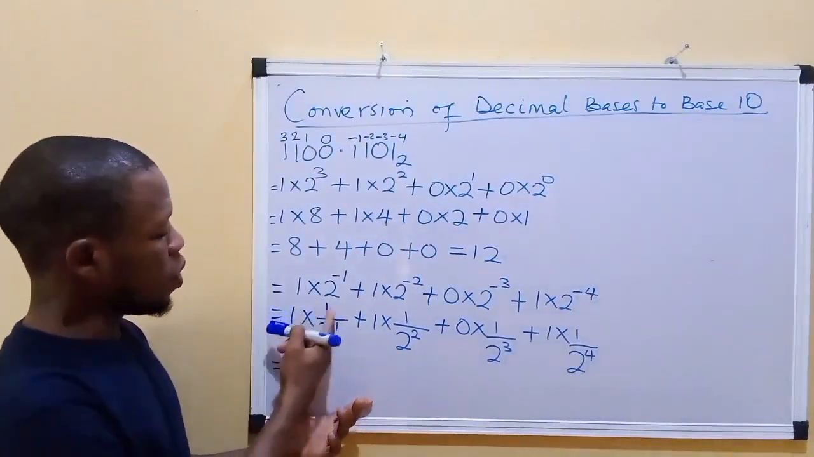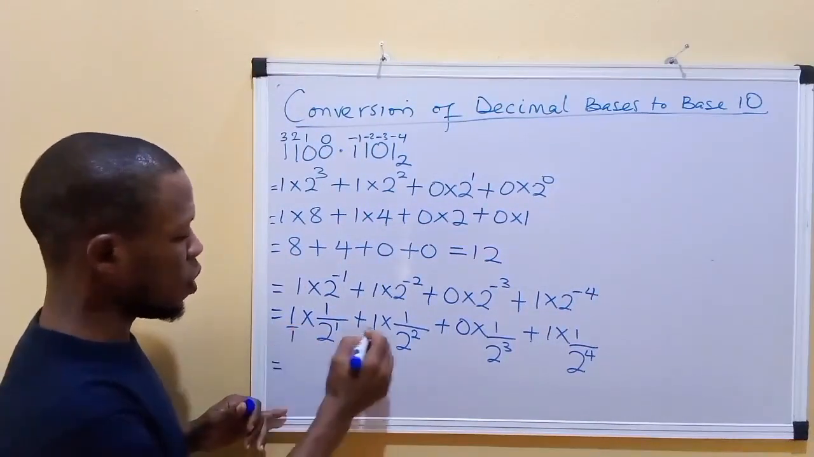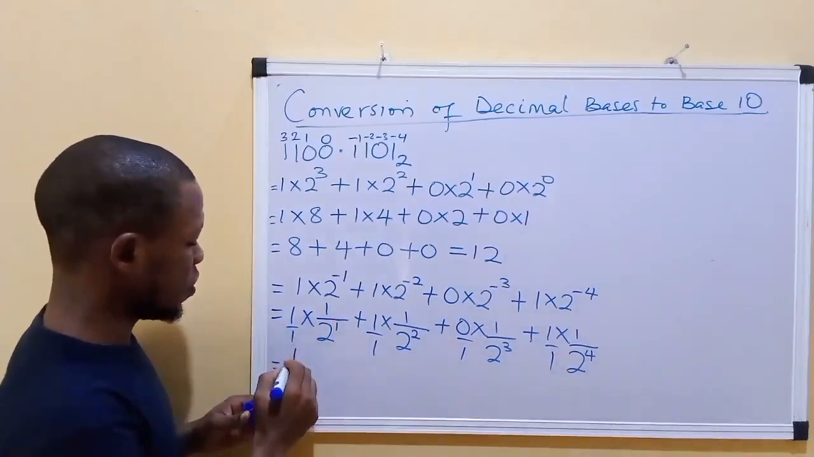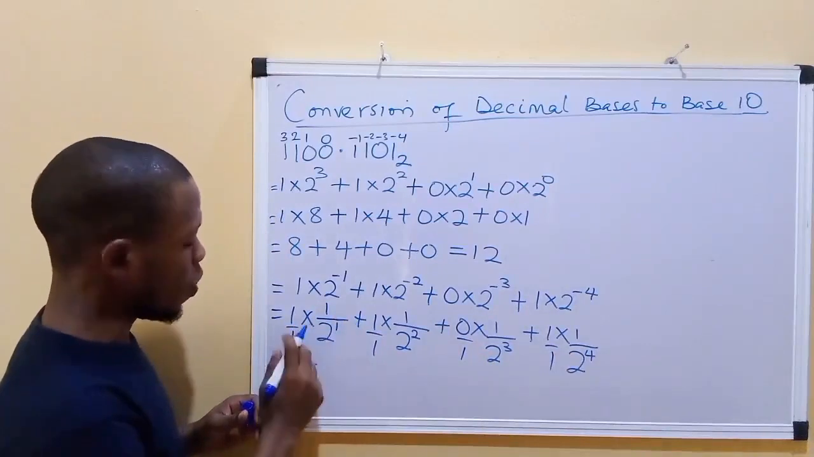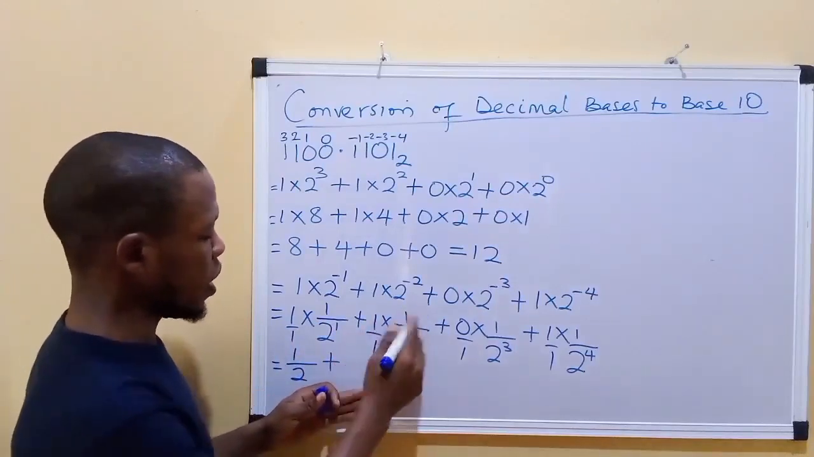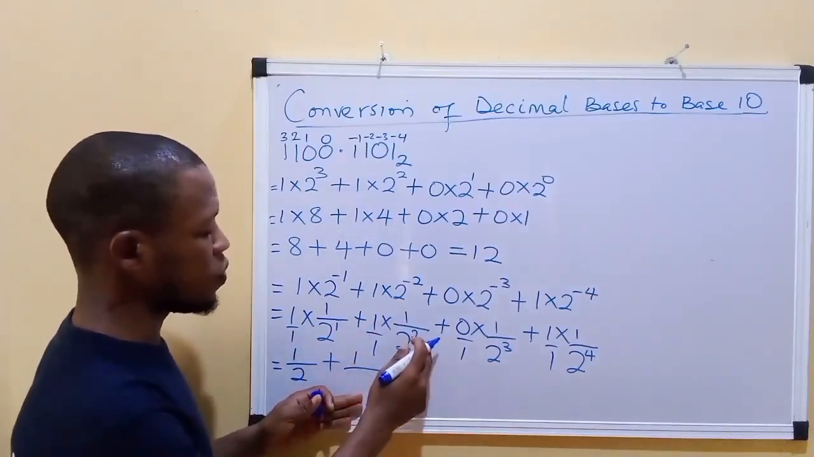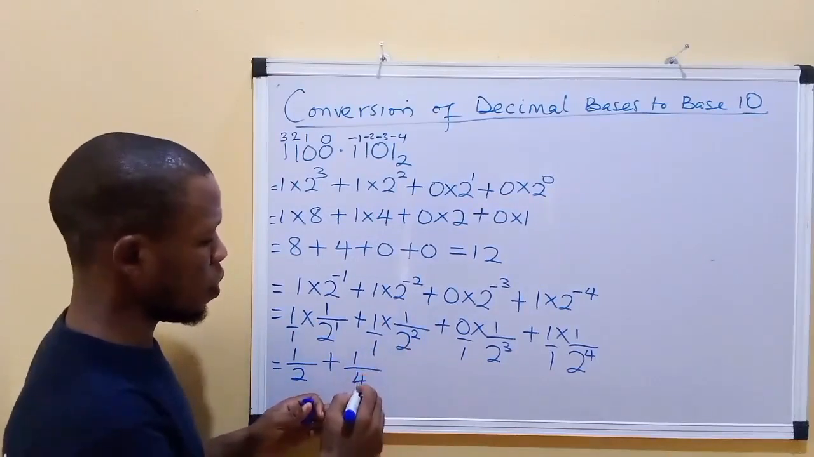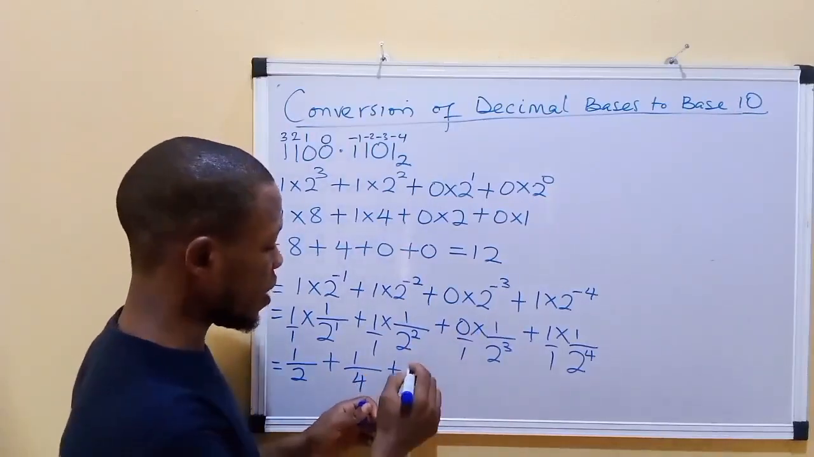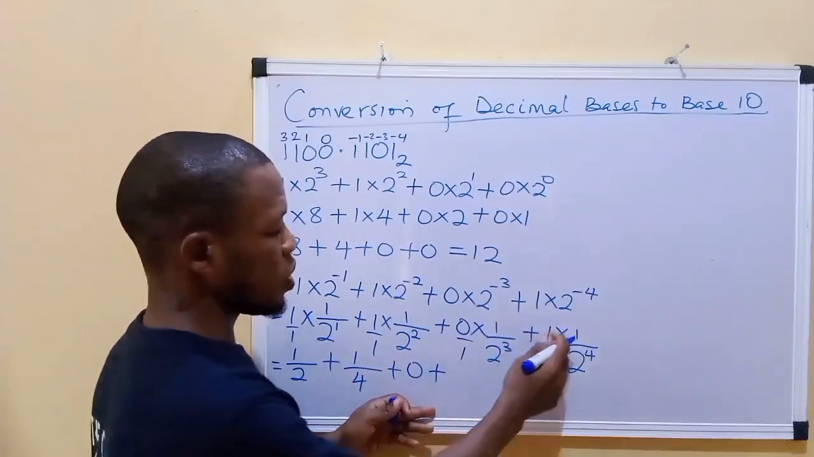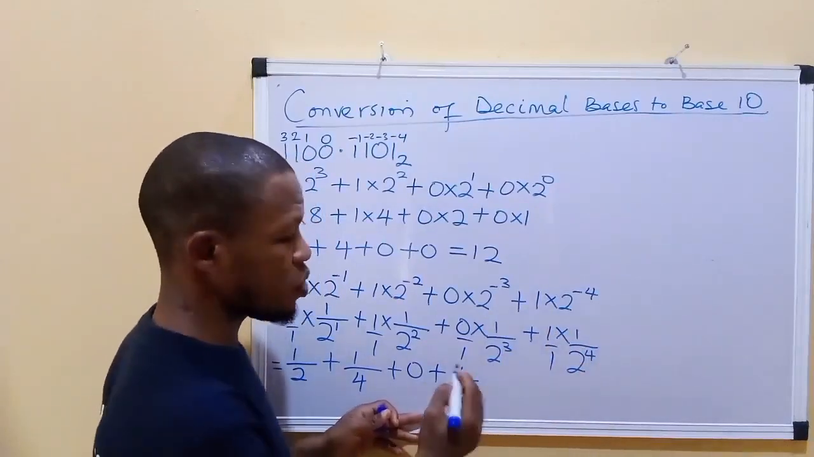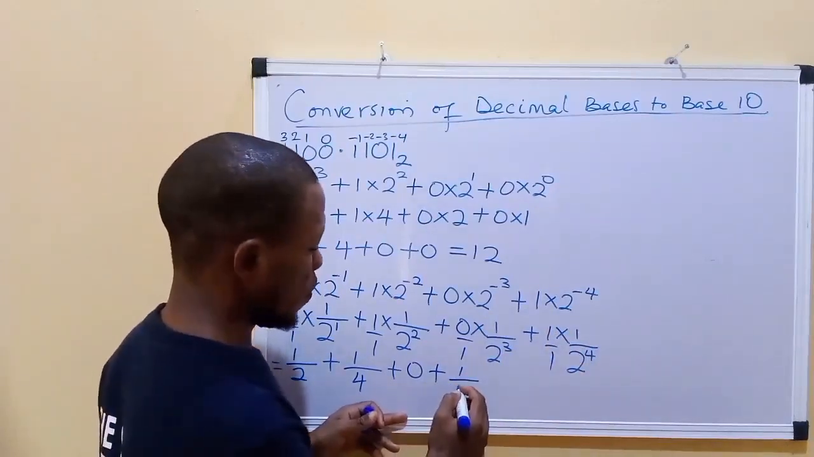Okay, 1 times 1 gives us 1. Remember, this is all over 2. 2 raised to power 1 is 2, 1 times 1 is 1. So we have 1 all over 2. Here we have 1 times 1 is 1, all over 2 raised to the power 2 is 4. Plus, now 0 multiplied by anything gives us 0, so let's not waste our time on that. So we have 0 here, plus 1 times 1 gives us 1, all over 2 raised to the power 4, that gives us 16. That's 2 times 2 times 2 times 2. We have 16.